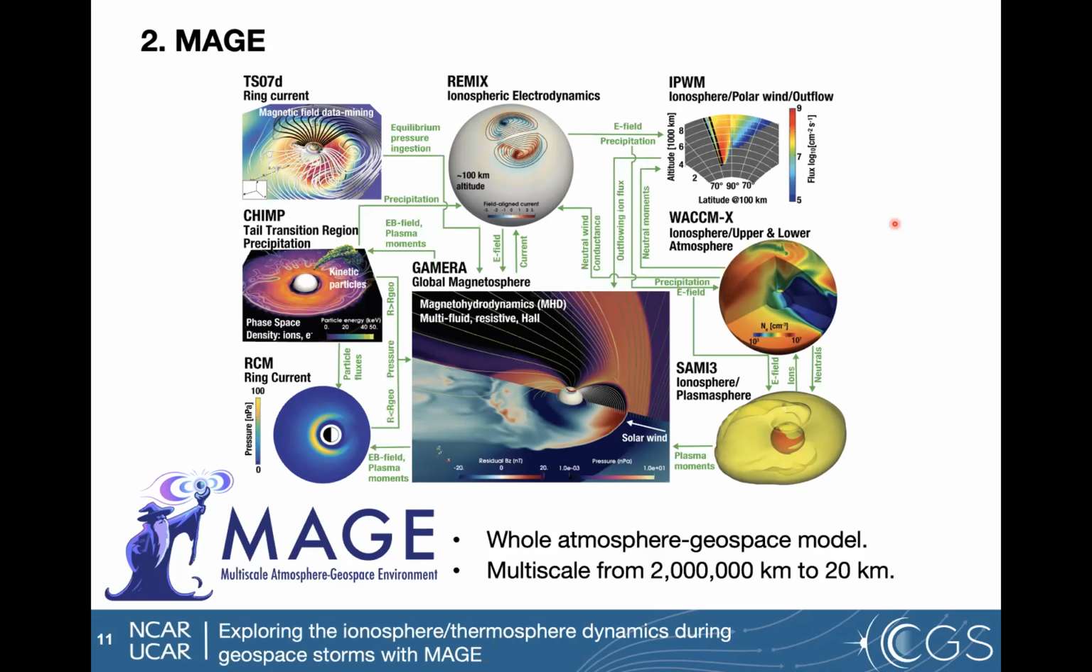Essentially, in the case of MAGE, what this means is that we're going to resolve the dynamics from a scale of 2 million kilometers, that's basically the outer boundary of the magnetosphere model, to as small as 20 kilometers, that's particularly somewhere in the auroral ionosphere. So that covers 5 orders of magnitude.